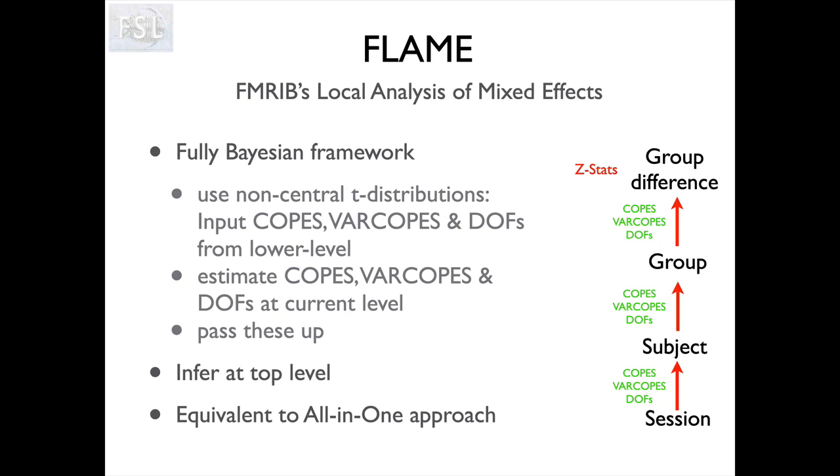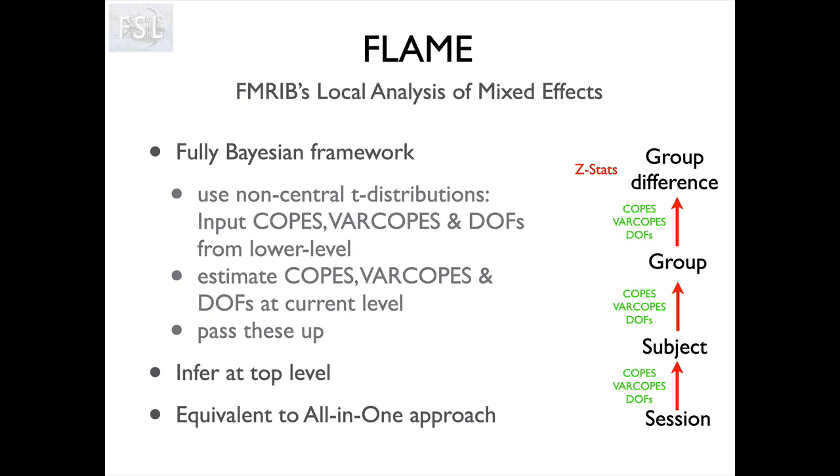So maybe we're taking the difference between two different conditions at the first level, and then we're looking at the average of that difference at the second level. That's a very common thing that we would do. And so when you are doing your analysis, you'll see that these are the things which get saved and these are the things which get passed between different levels. The copes, the var copes, and the degrees of freedom.